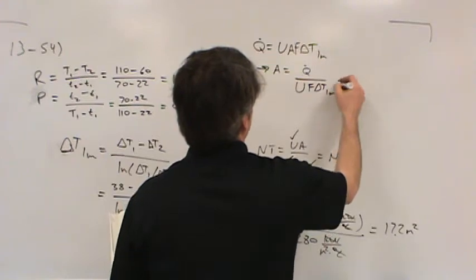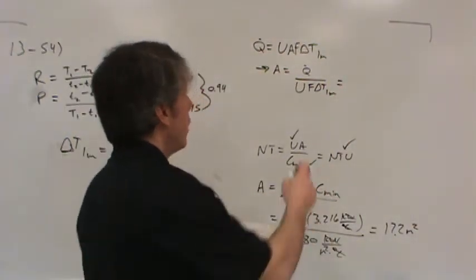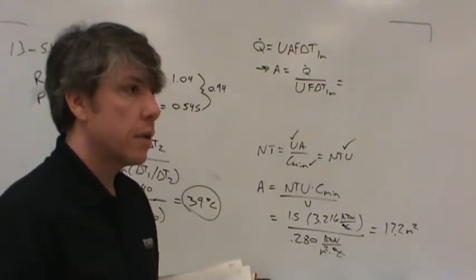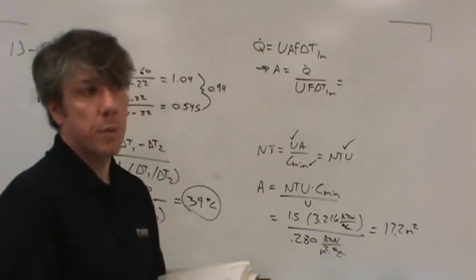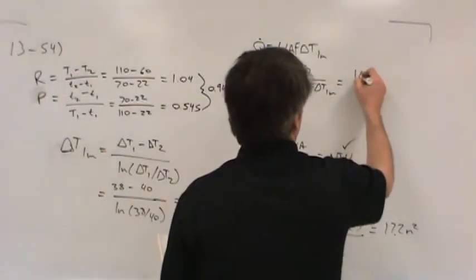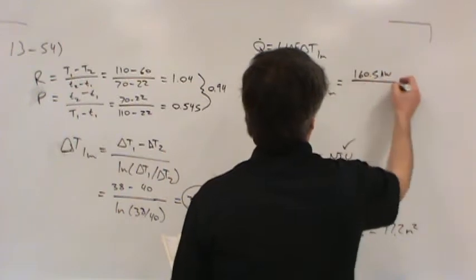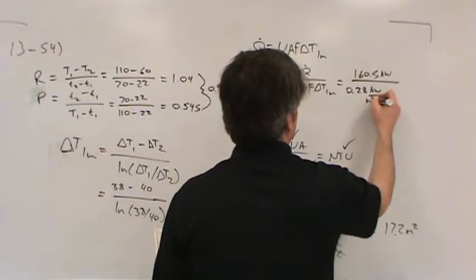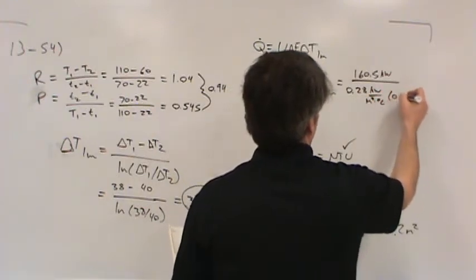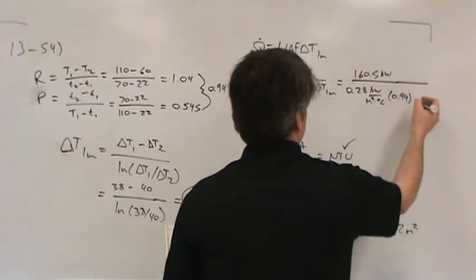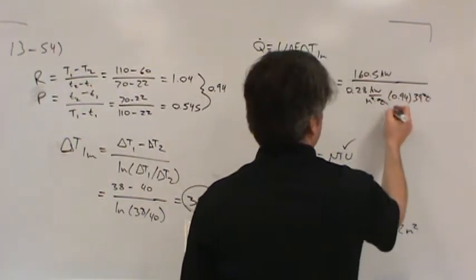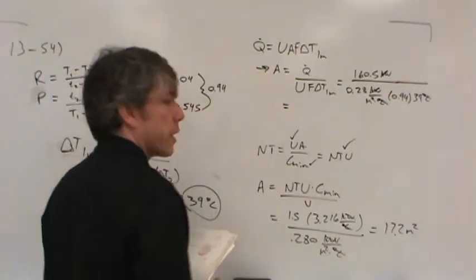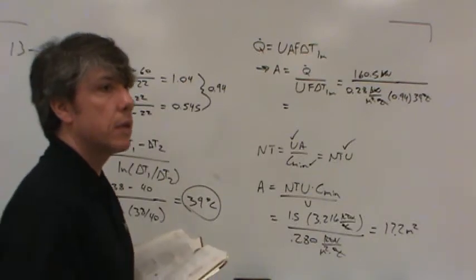delta T log mean. Now the heat transfer rate, would this be the maximum heat transfer rate or the actual heat transfer rate? Something good to ask. No subscript max, so it's the actual, right. So this is 160.5 kilowatts divided by U, which is 0.28 kilowatts per square meter per degree Celsius. The correction factor is 0.94, and the log mean temperature difference is 39 degrees Celsius. So the 39 degrees Celsius and the kilowatts go away, and we're left with square meters. So how many square meters of area do we need? 15.6?